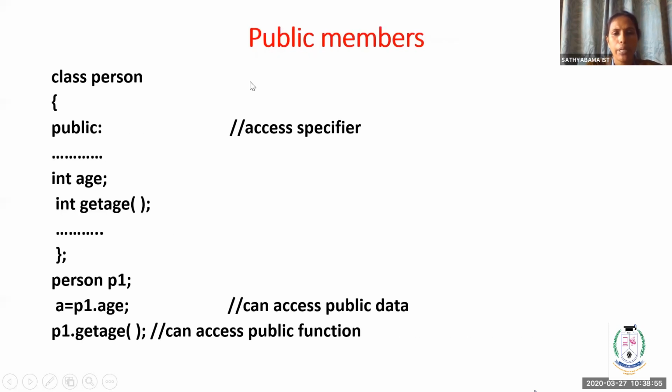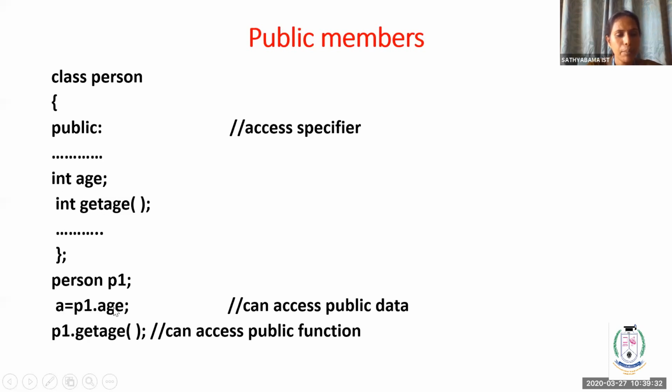Now coming to the public data members. The public data members are very, very simple. When you see the access specifier public, for your better understanding, we are continuing the same example here. Under the public access specifier, we have the age as well as get age data member. In the name itself, we can define it: public means anybody can access. Even outside the class, you can access these public data members.